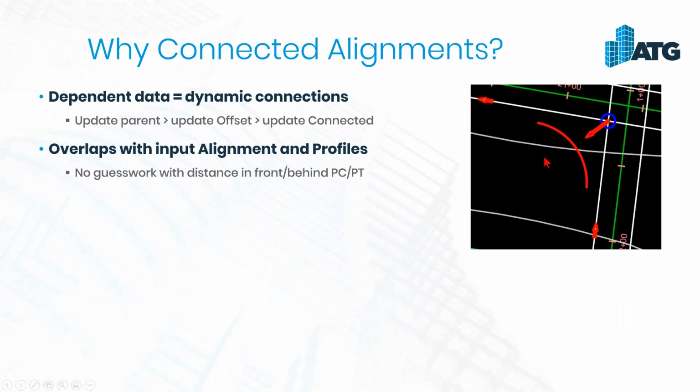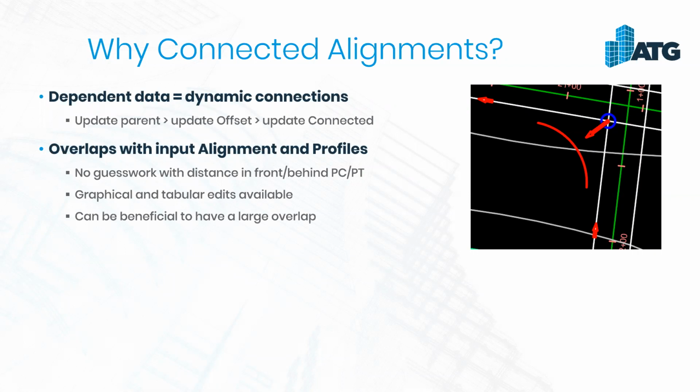But where we overlap, we don't have to do any guesswork to determine our distance in front of or behind our point of curvature and our point of tangency when we're working on these. We get to define where that overlap is going to occur. We can do so graphically with snaps inside Civil 3D, or we can be very deliberate and do a tabular edit through the offset alignment or through the connected alignment properties dialog.